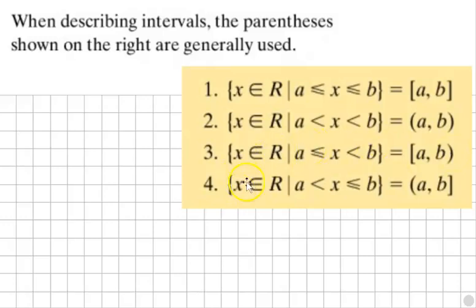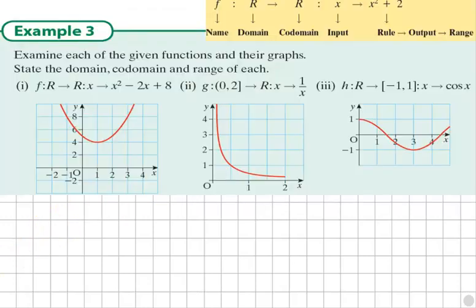And then we can have x as an element of the real number set, where x is greater than a, but less than or equal to b. So we have a comma b with a curved bracket in front of a, because it's greater than a, so a is not actually included. And then we have a square bracket at the end of b because it's less than or equal to b. So b is included.